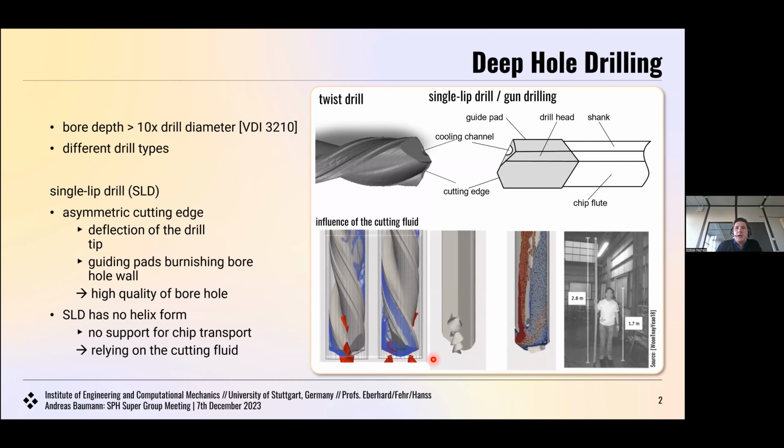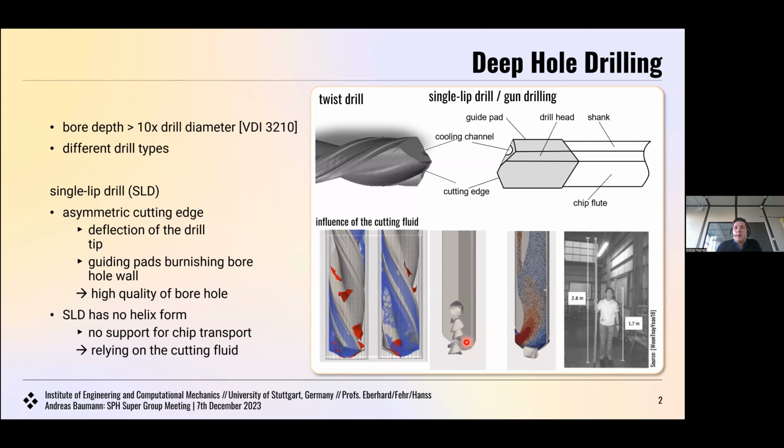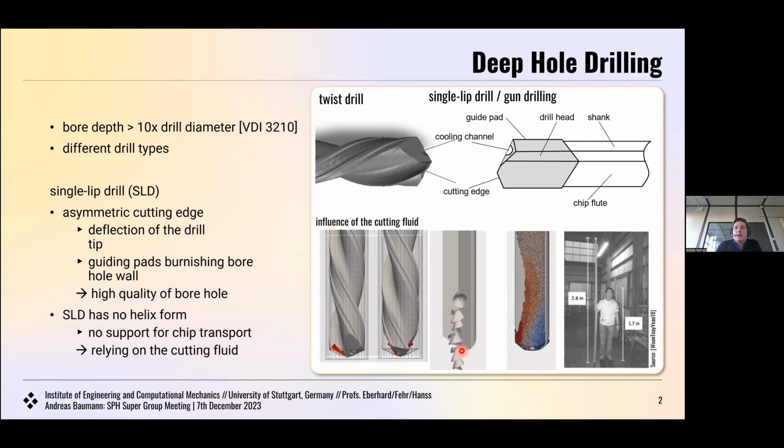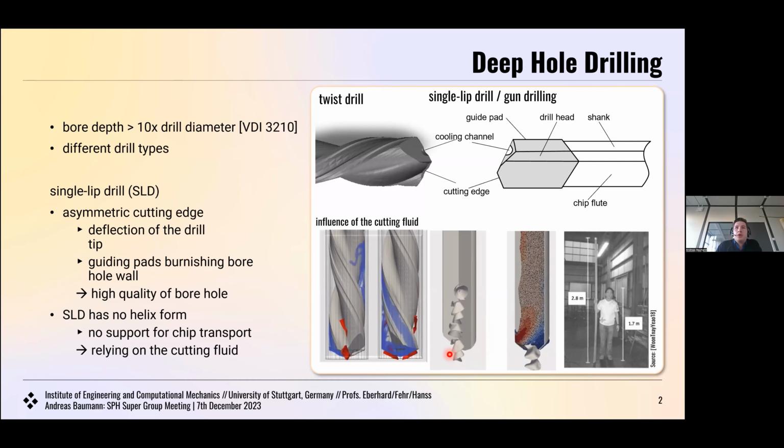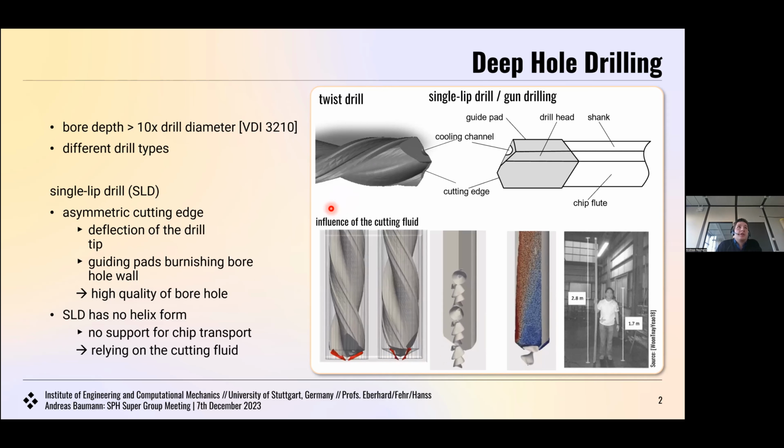However, for the single lip drill, we are relying heavily on the cutting fluid to remove the chips, as they don't move quite that much out of the borehole, more or less just by the afterwards coming chips at the end, pushing them out of the borehole. And why is this actually a problem? I already talked about deep hole drilling. So what is deep hole drilling in general?